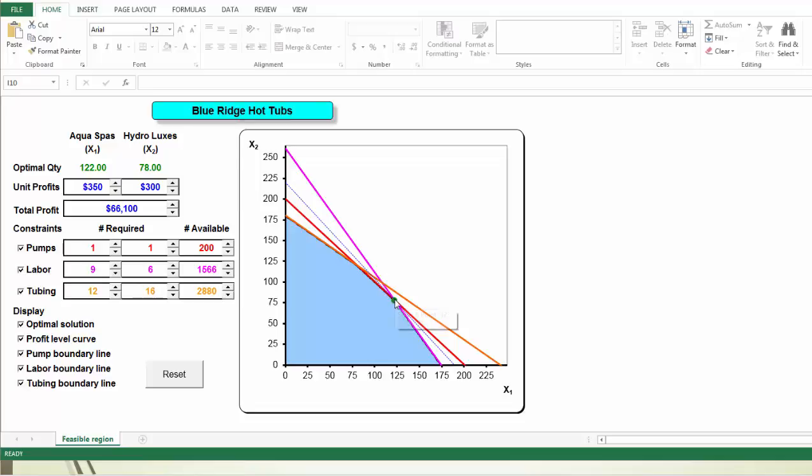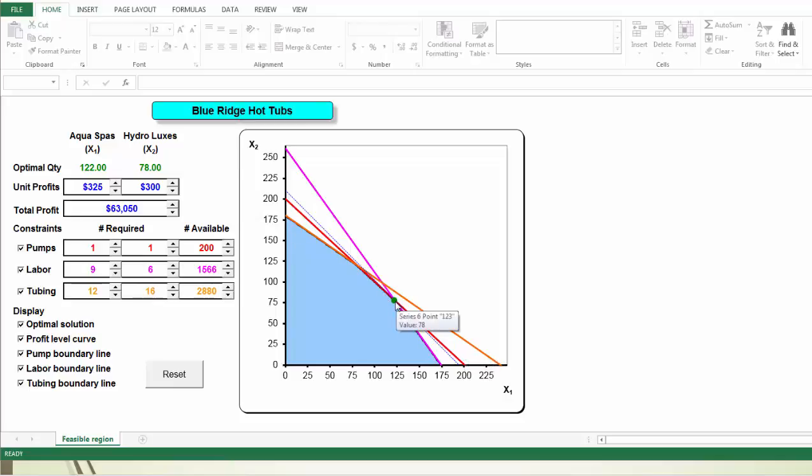What about the optimal solution, this green dot? And what about our feasible region? Let's give it a try. I'm going to decrease the unit profit of Aquaspar from $350 down to $345, $340, $335, $330, $325. When we are reducing the unit profit of Aquaspar, well, the feasible region stays the same.